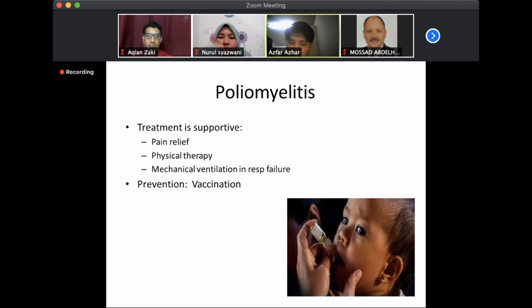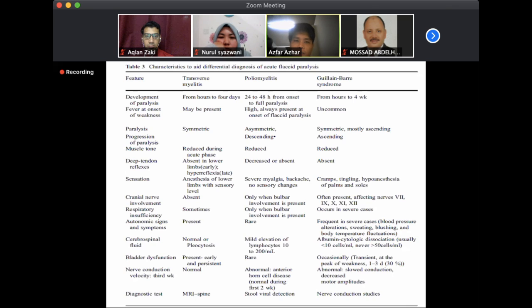Okay. So this is the table to summarize all the diseases that can present with acute flaccid paralysis. So transverse myelitis, poliomyelitis, and Guillain-Barré syndrome. From the development of the paralysis, the investigations, CSF, bladder dysfunction, the nerve conduction, and the diagnostic test. Okay, so this is a summary.